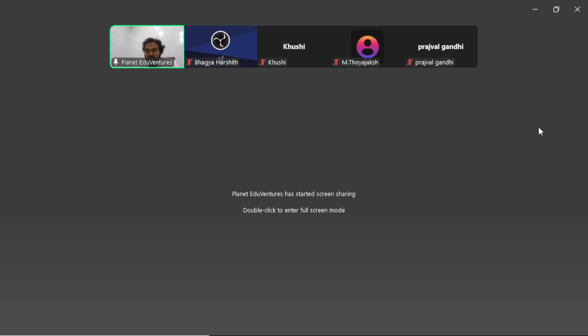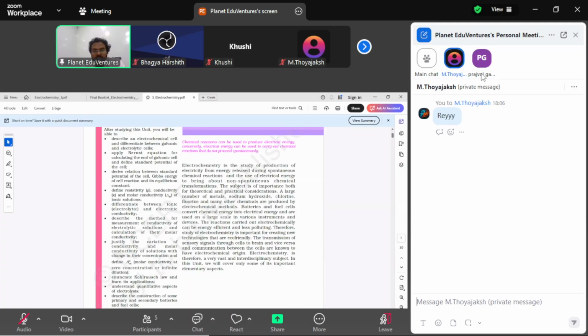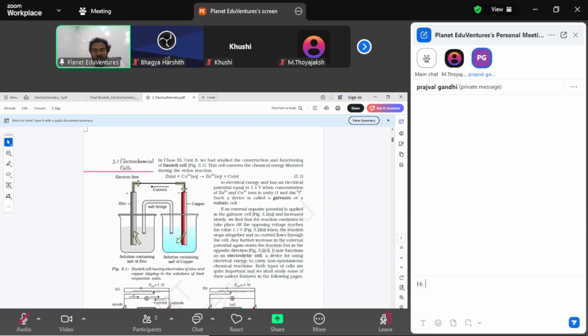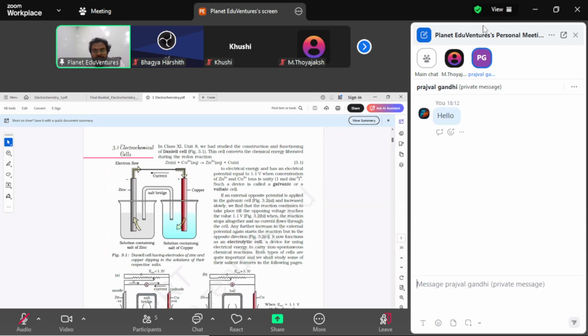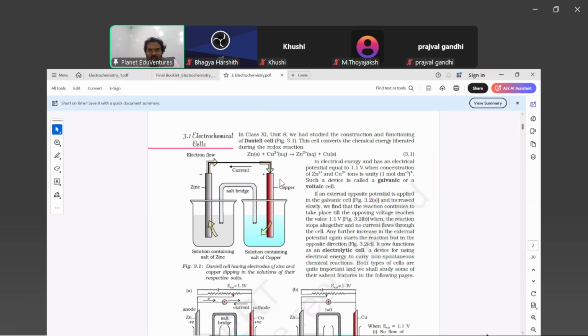In this particular chapter, they will start with the electrochemical cell. The electrochemical cell is given here in the form of a diagram. Can everybody see this diagram? On the left side, there is a zinc rod. Very interesting, you have a mechanism by which you can produce electricity.